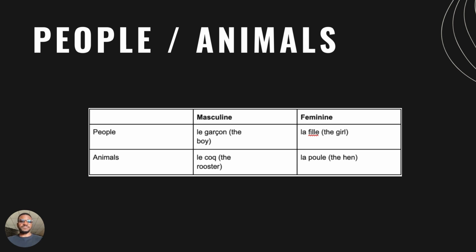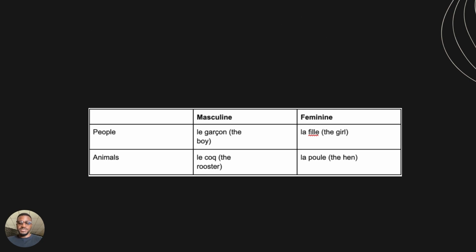So when it comes to people, animals, or whatever, anything that has a biological gender takes up that gender. So if it's le garçon, which is the boy, it's masculine. If it's la fille, which is the girl, it's feminine. Same applies to animals. We have le coq, which is the rooster. We have la poule, which is the hen. That one is feminine, that one is masculine. So anything that has a biological gender takes up that gender.